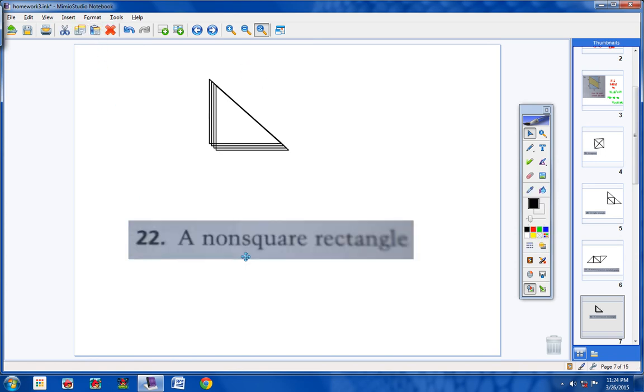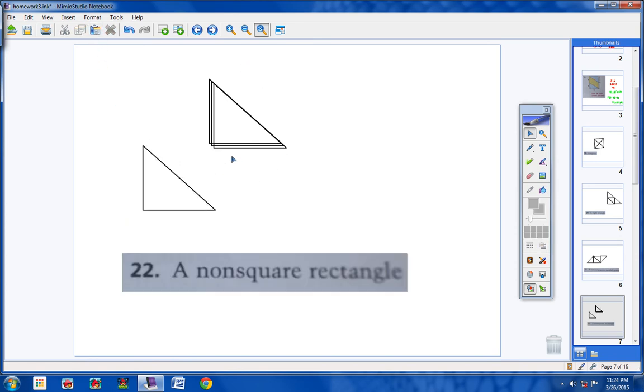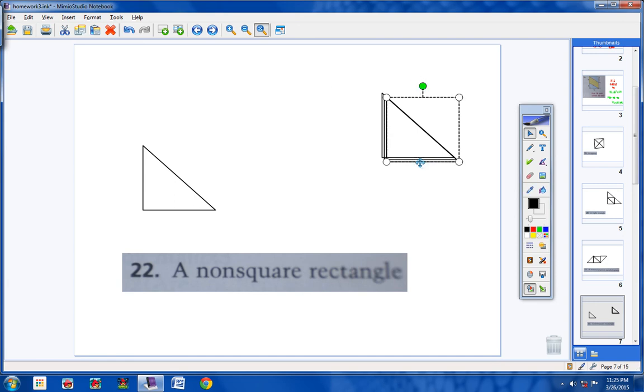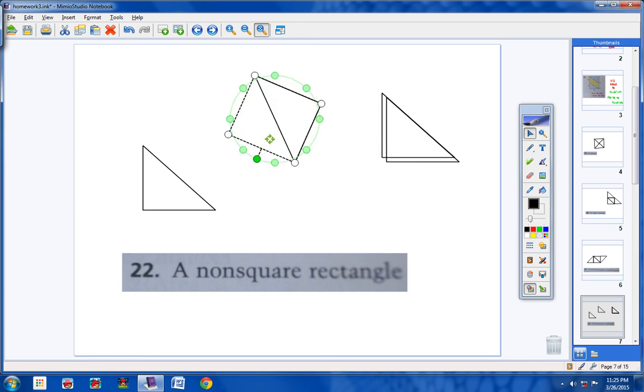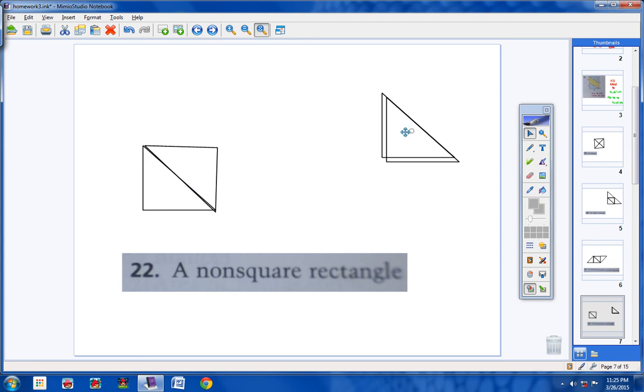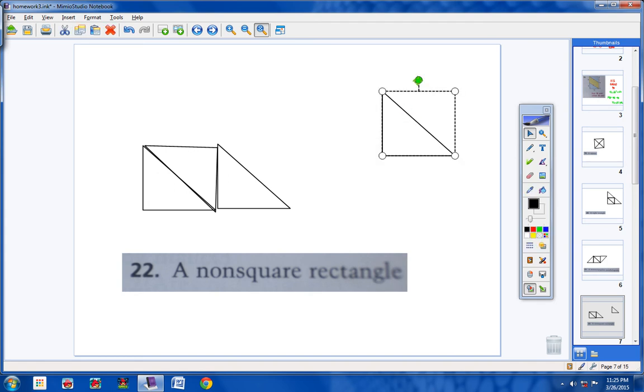Alright, so I want a rectangle that's not a square. So this might be the easiest one out of all of them. I mean, if you think about it, just take one of them, flip it this way, slide it right there, then take one and put it here, then take this one and flip it, and there's our rectangle. Okay, pretty much anyways.